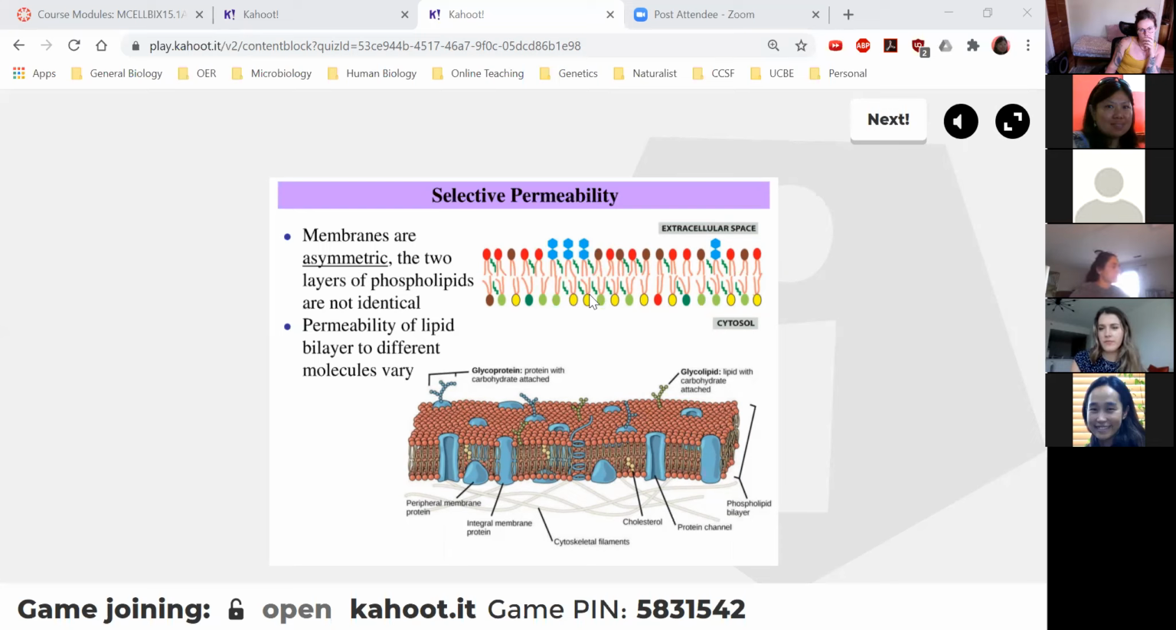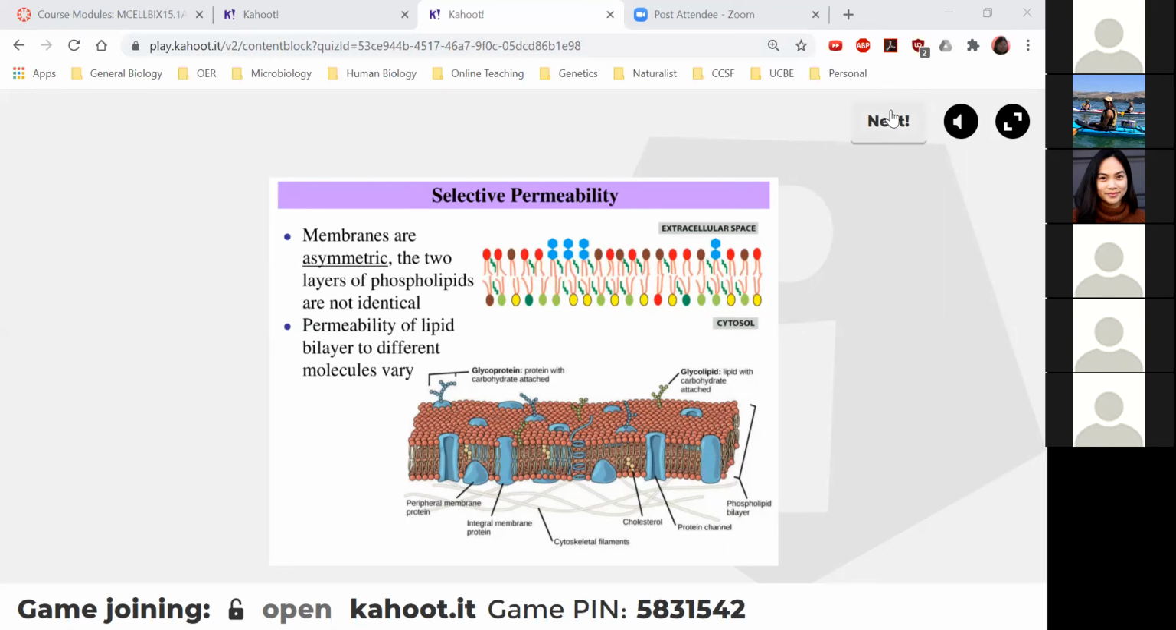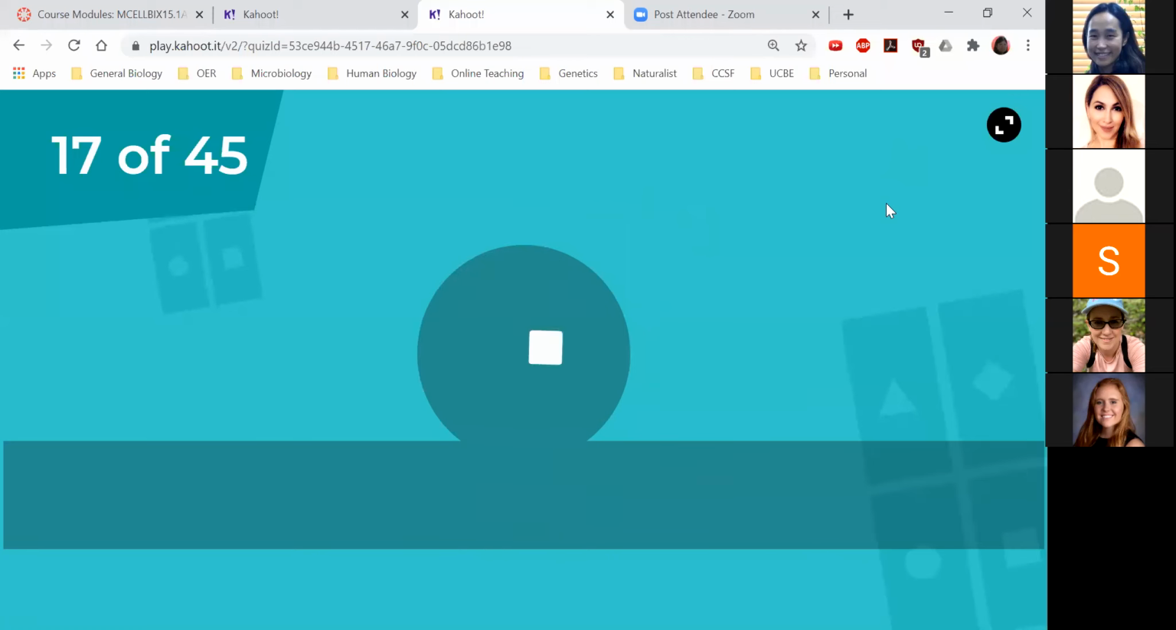So membranes in general are asymmetric. And the permeability, of course, a lot of it depends on the properties of the membrane. So remember, it is made of lipids, and that determines who can go in and who can go out more easily.